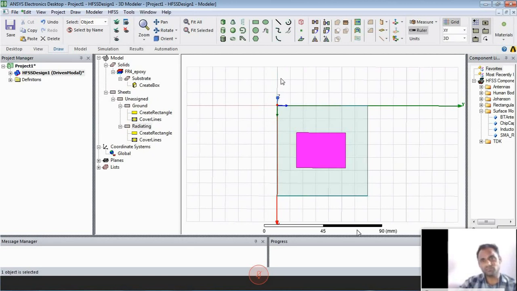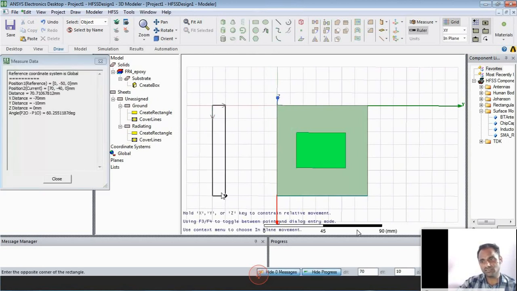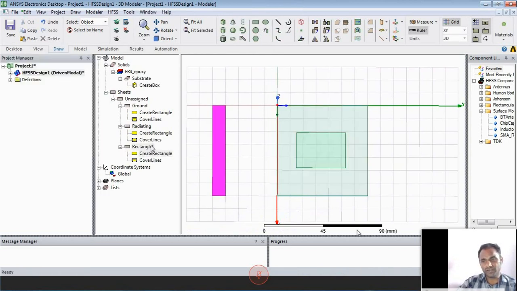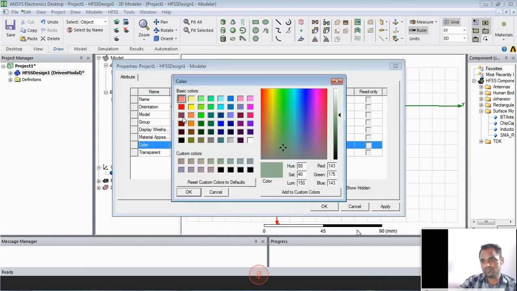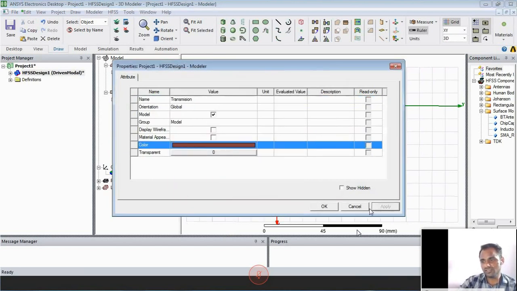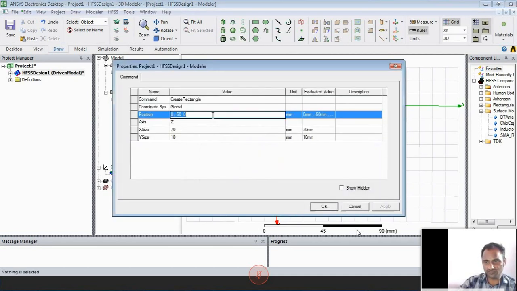So then again I move on to the transmission line properties. So again I am taking a rectangle here. So create rectangle. In that rectangle I change the name into transmission line. And change the color. To differentiate only, we have to change the color. So again, go for the questionnaire. In the questionnaire, we got something else.